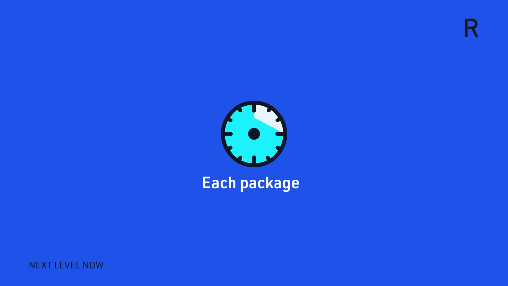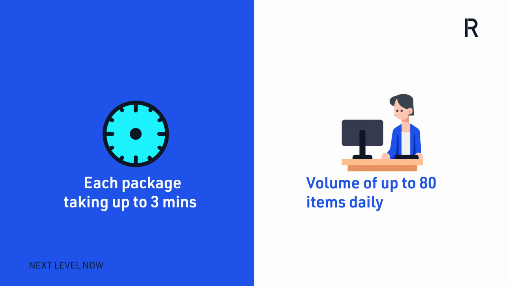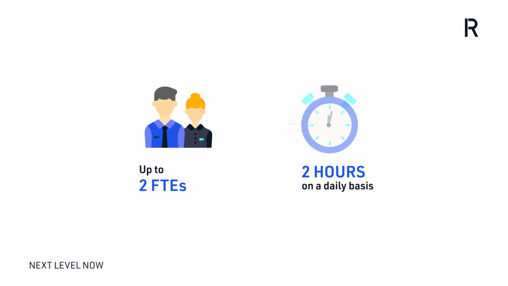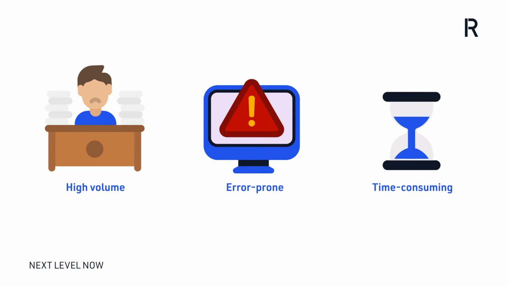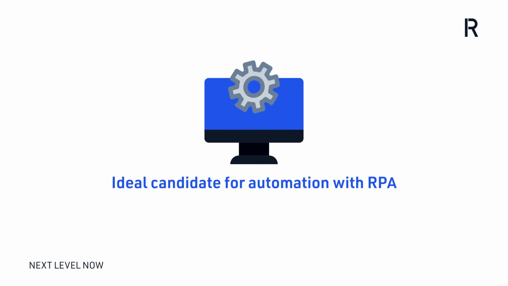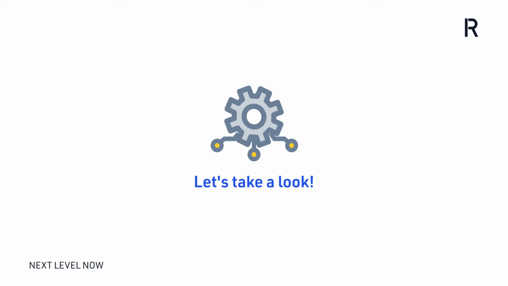With each package taking up to 3 minutes, the team had to handle a volume of up to 80 items daily. This required the attention of up to 2 full-time employees, spending 2+ hours combined on a daily basis. Due to this process's high volume, error-prone, and time-consuming nature, it was selected as an ideal candidate for automation with RPA. Let's take a look at how Roboyo automated the process.